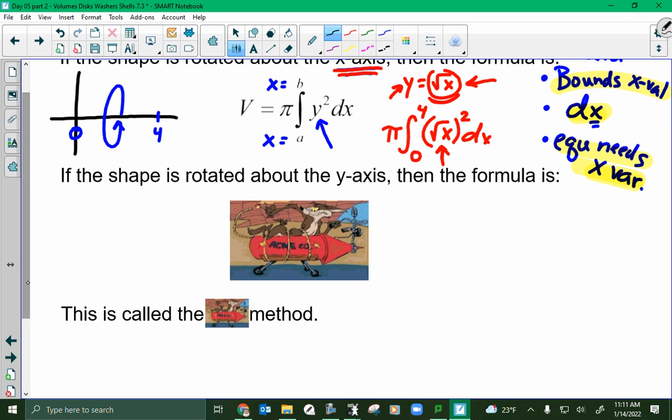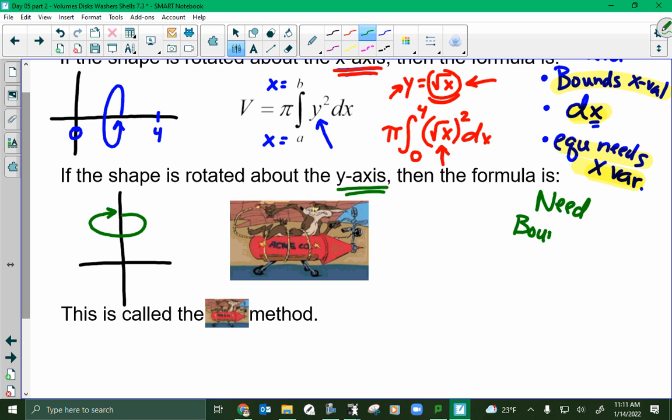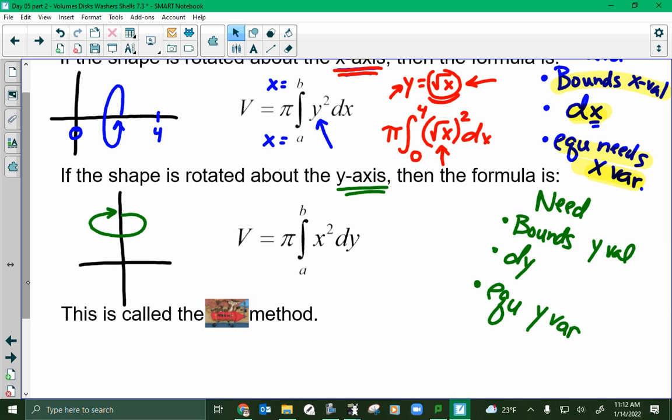Sometimes it doesn't rotate around the x-axis. Sometimes it might rotate about the y-axis, which means it would rotate this way. Guess what? All those rules apply. If we're rotating around the y-axis, you need your bounds to be y values, okay? You need dy, and if you have dy, your equation that you're integrating needs to have y variables in it, not x variables. Okay? So there we go.